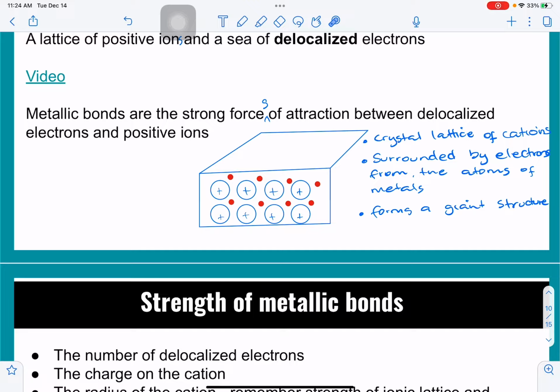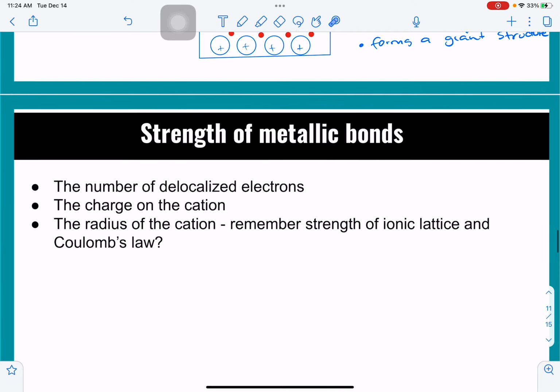These cations form a lattice structure, and in between them it's like the electrons are lubricating the spaces in between. Okay, so this is a giant structure, so you can make inferences about melting and boiling points. This type of bonding only happens with metals. That's why it's called metallic bonding.